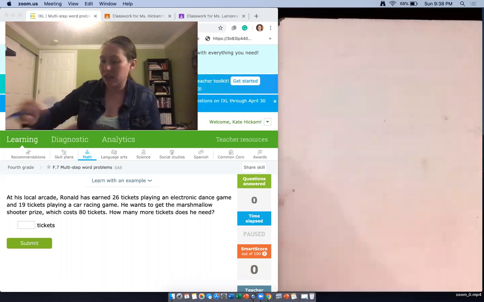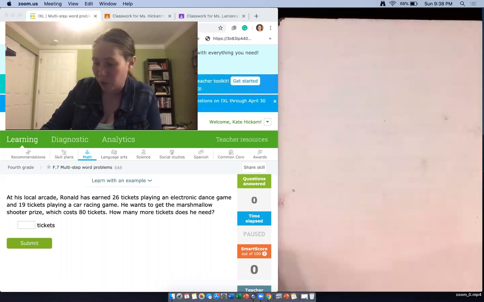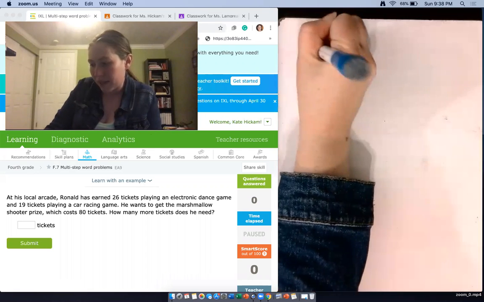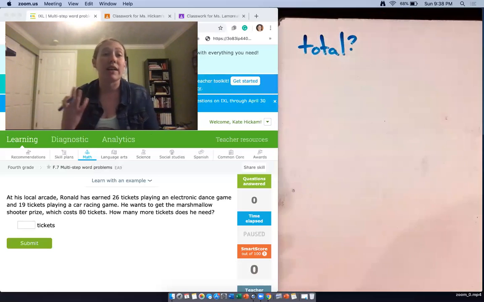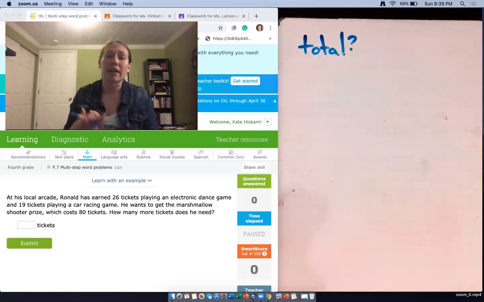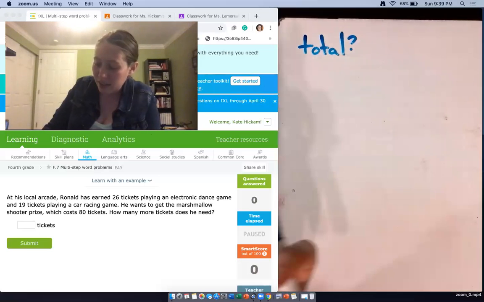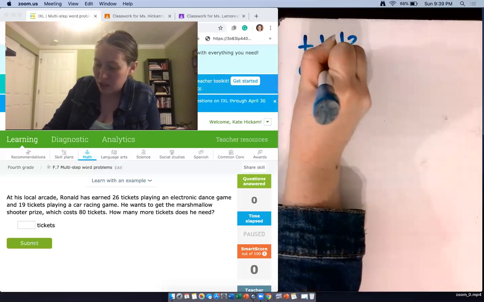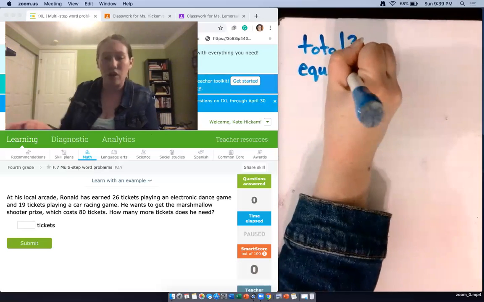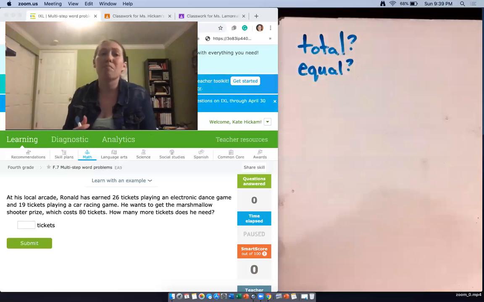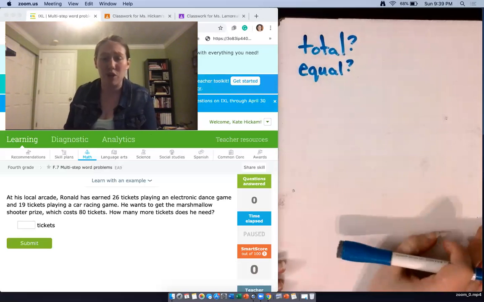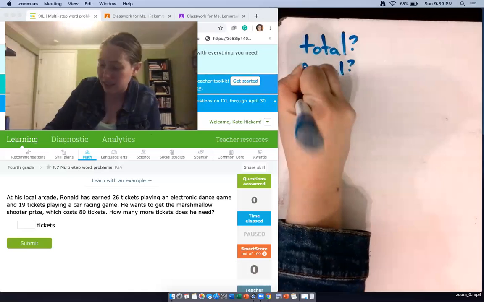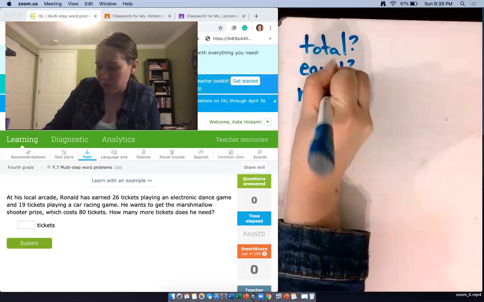The first is, do I have the total? Because if I have the total, then I know my number is not going to get bigger. If I don't have the total, then I know my number needs to get bigger, and so I'll be adding or multiplying. Is it equal groups? So is it the same number used over and over again? If it is, then I'm most likely going to be either multiplying or dividing, but I won't be adding or subtracting. And then the last is multi, which is it a multi-step problem?